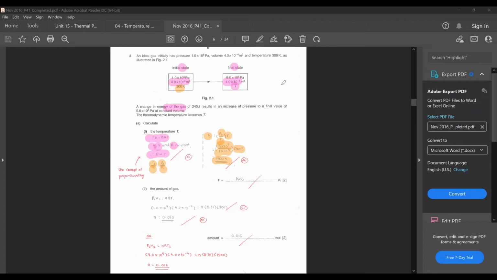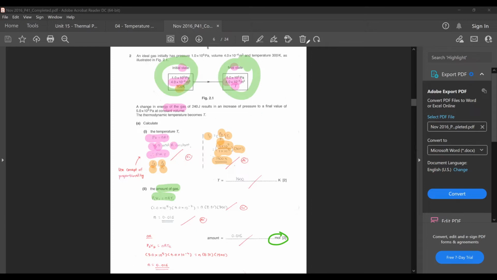And then after, the last thing they want you to do is to find out the amount of gas. So the amount of gas here refers to the number of moles. You can actually check from the final answer from the units given. So you can again use back PV equals to nRT. You can use PV equals to nRT for state 1. You can use PV equals to nRT for state 2. It doesn't matter which one you use, right? Because you have the full information for both already.